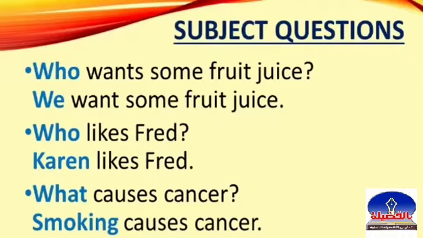Here's another example. Who likes Fred? Karen likes Fred. We're asking about the subject, so we use the question word who plus the verb in the simple present, likes, and then the object, Fred. Who likes Fred? Karen likes Fred. Here's another example. What causes cancer? Smoking causes cancer. Again, we are asking about the subject, so we don't use an auxiliary verb.